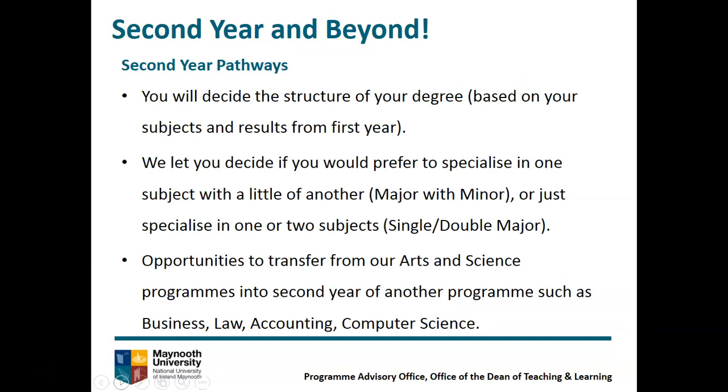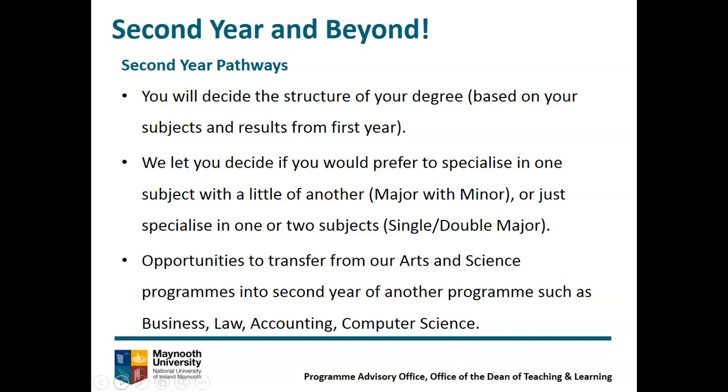We talk about your second way pathway. So you'll decide the structure of your degree after your first year. So you could choose to specialise in 1 subject, either as a major or as a single major subject, or you might decide to keep 2 subjects together, and we consider that a double major.